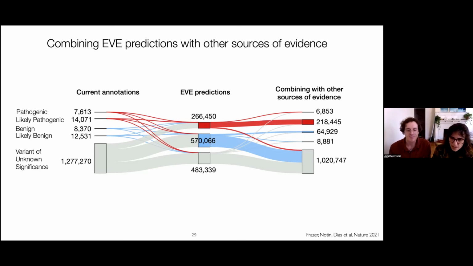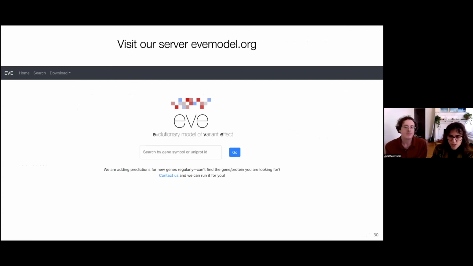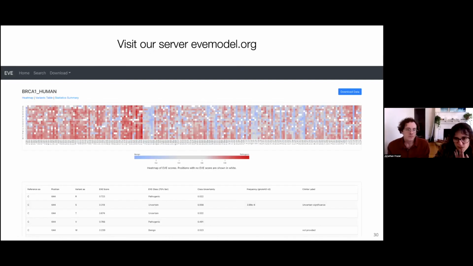Just to finish off the discussion about this model, we have all our results available in our web server. You can download the results for individual proteins or for everything. I can show you the kind of stuff that you can get out of it. We currently have models for about 3,200 proteins, but we are hoping to scale this up to the whole human proteome.